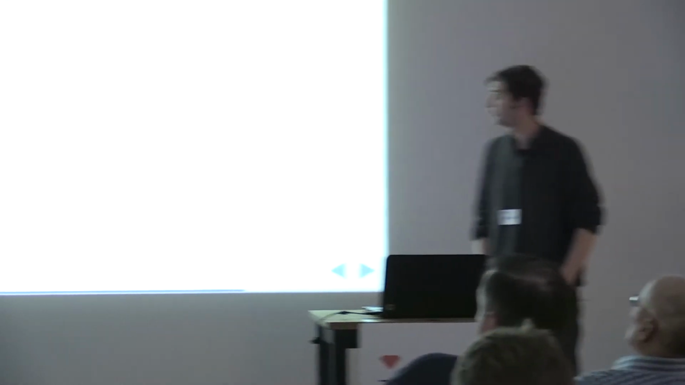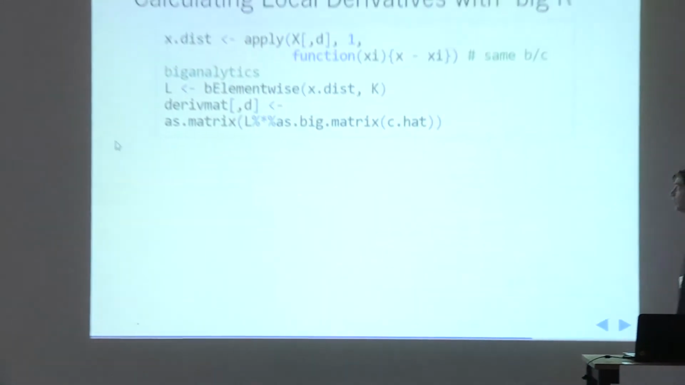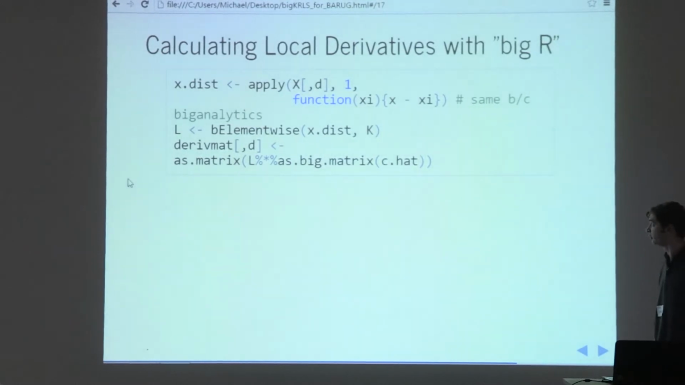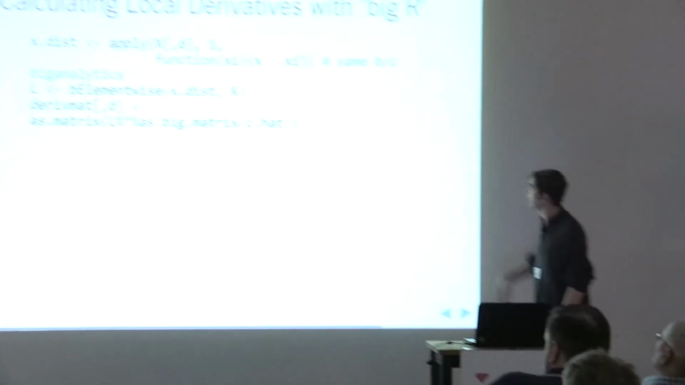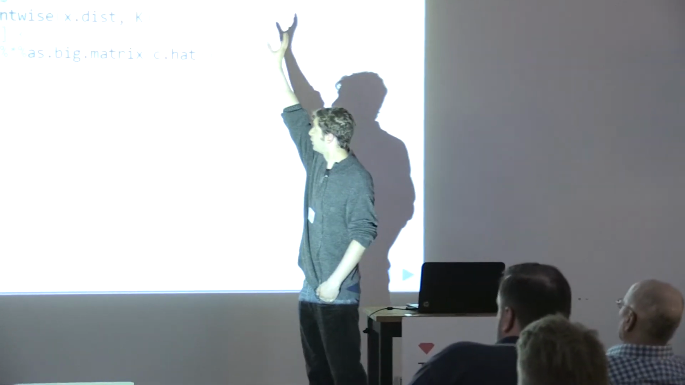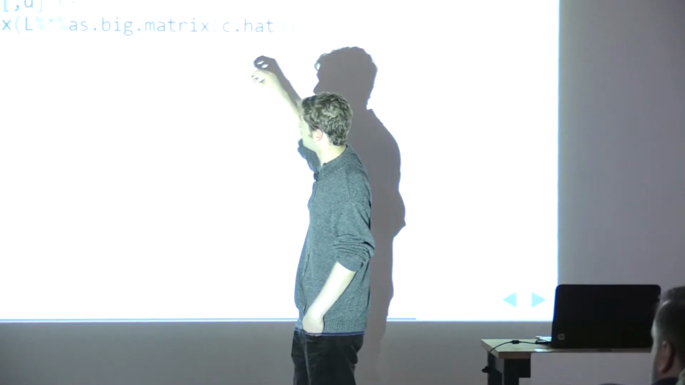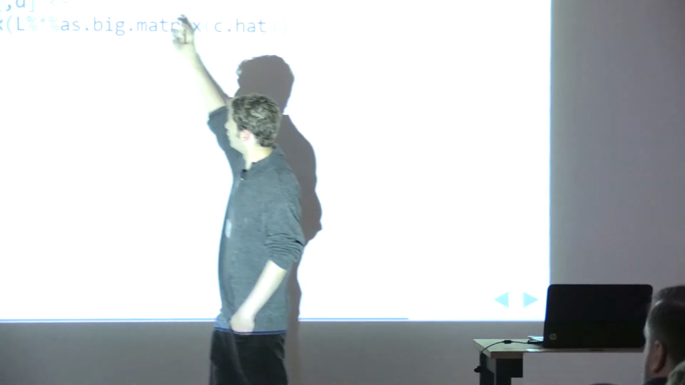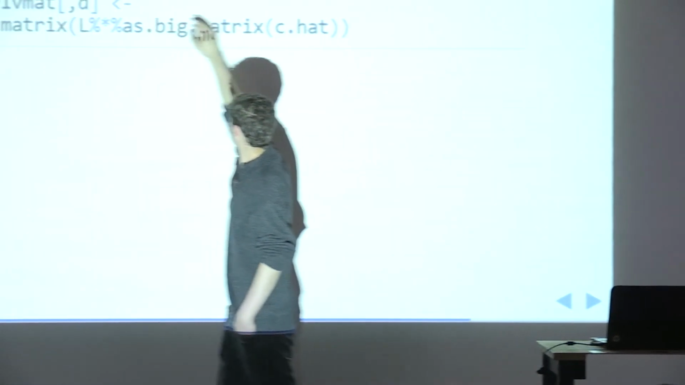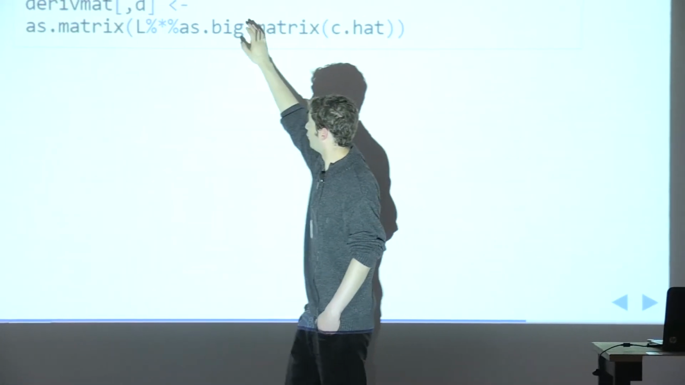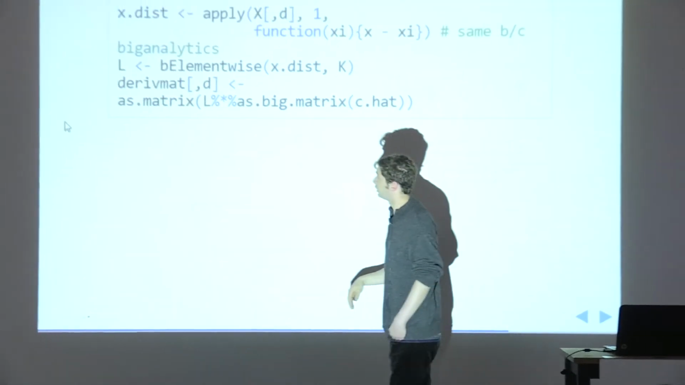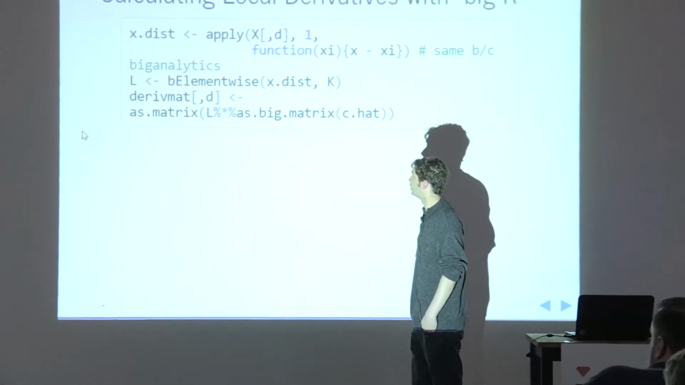Just to contrast, this is the analog to the code matrix, the code that we saw earlier. Because we're using big analytics, we get to use apply just like before, to get this n by n matrix. The element-wise multiplication is written in C++ in effect, using Armadillo to get there.